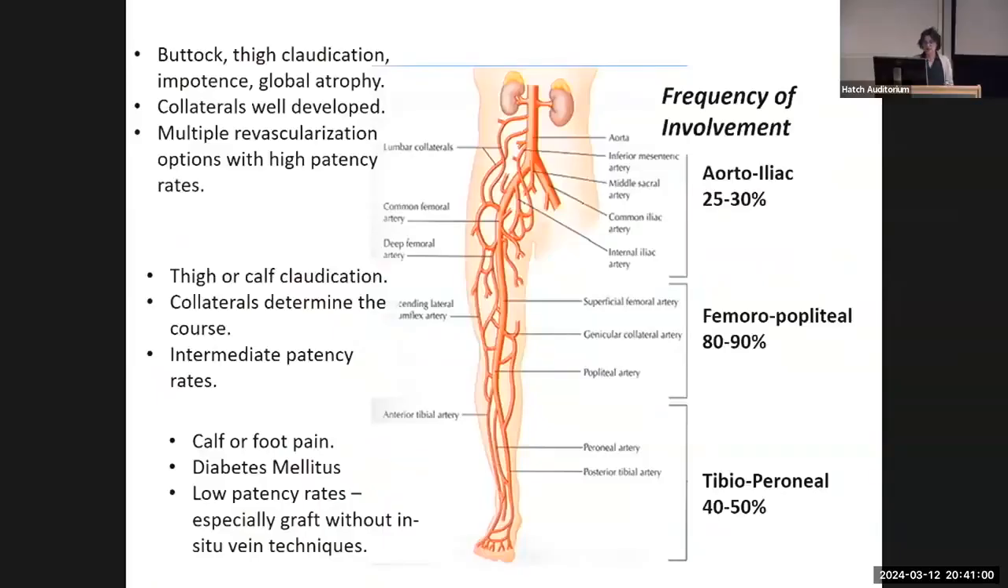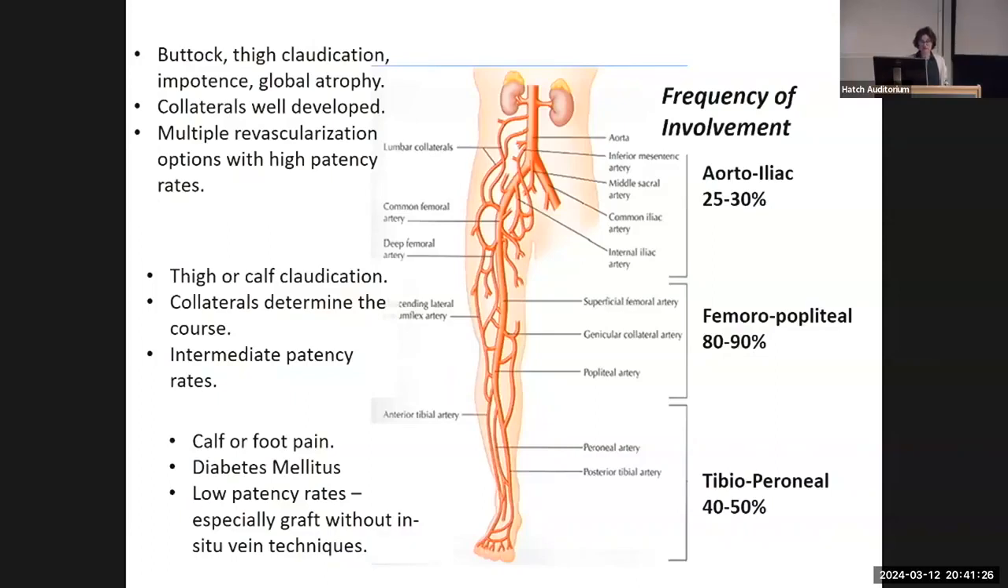Now, the other thing to consider is the level of involvement, which is going to really dictate your patient's presentation. So you can see on the right-hand side of the slide, the frequency of involvement doesn't add up to 100% because patients can have multi-level disease. And on the left-hand side, the location of disease. So you typically will have symptoms one level below where the obstruction is. And then the symptoms will depend a lot on collateral flow.